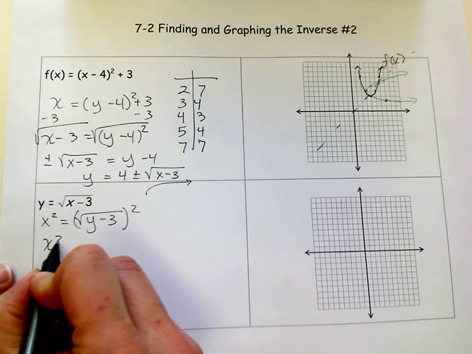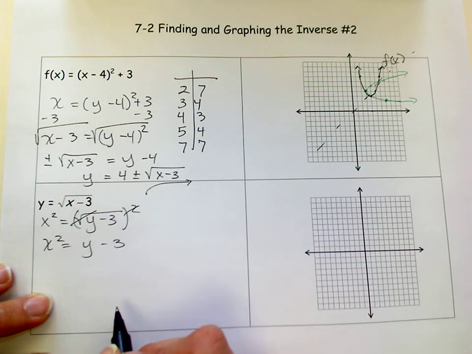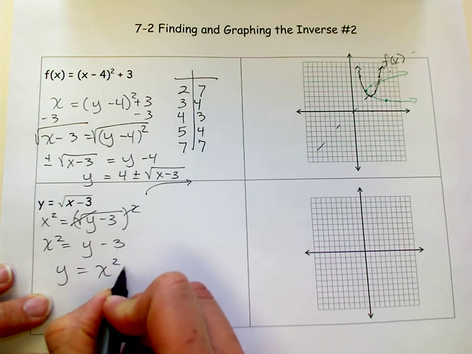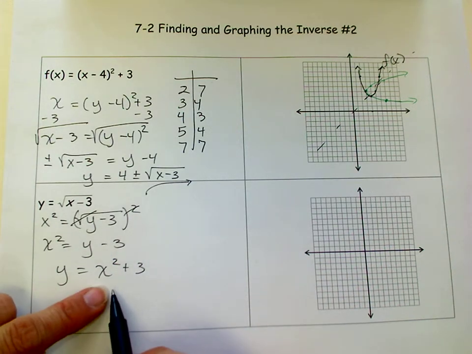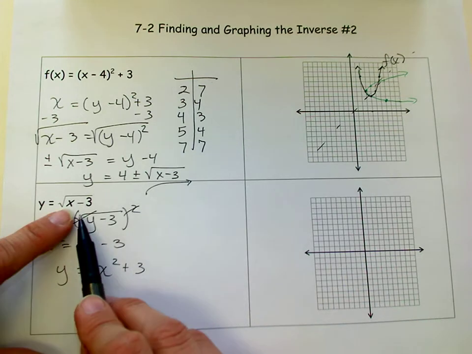So now we have x squared equals y minus 3 because these cancel. And then to get y alone, we simply add 3. So we get y equals x squared plus 3. So this is our inverse function. So this is a parabola, just moved up 3. And we can graph that.